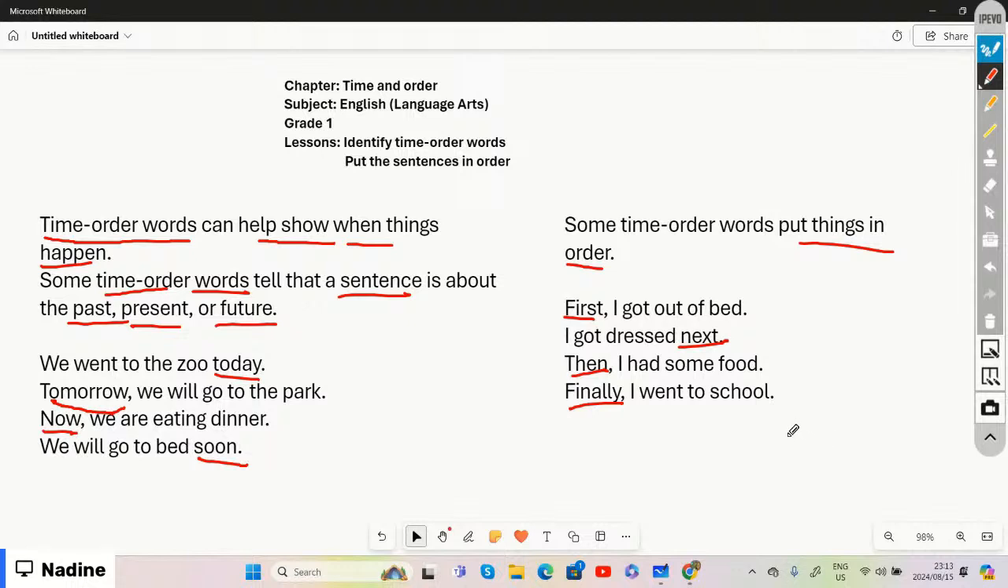So once again, we have our time order words. Time order words can help show when things happen. And we said some time order words tell when a sentence is either about the past, about the present, or about the future.